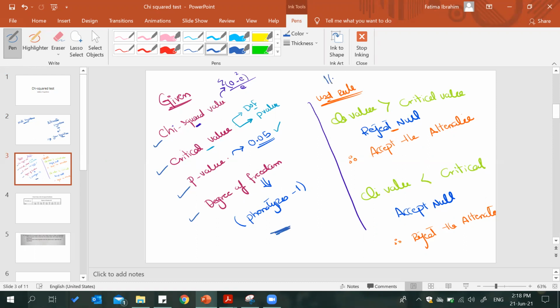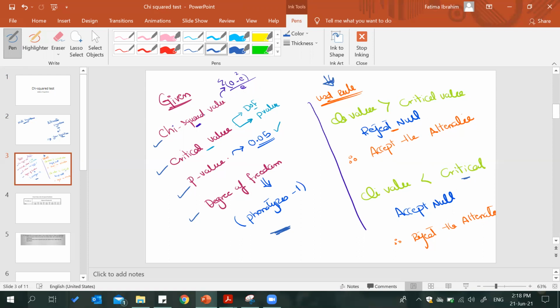Also, what are we going to search for? أو use is the rule. If the chi value is bigger than the critical value, you have to reject the null hypothesis. If the chi value is less than the critical value, you have to accept the null hypothesis. The null hypothesis and the alternative hypothesis are opposite to each other. If you rejected the null, you're accepting the alternative. If you accepted the null, you're rejecting the alternative.